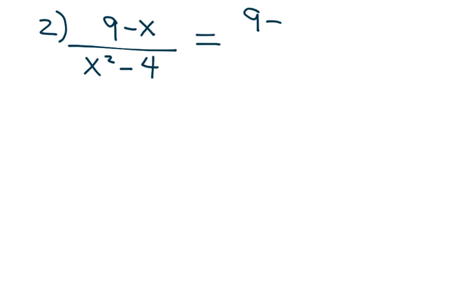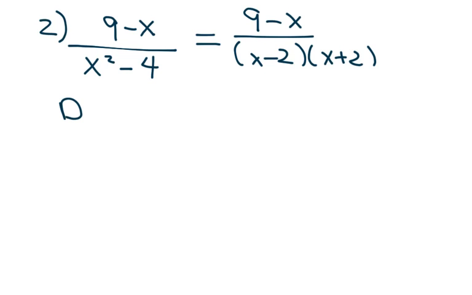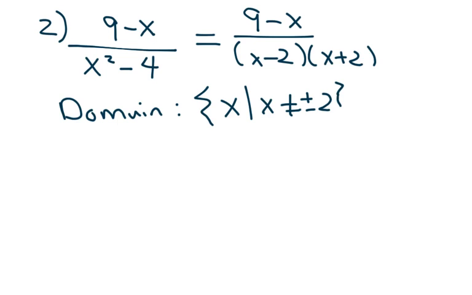So this is number 2. This is 9 minus x over x squared minus 4. If I factor the denominator, it's x minus 2 times x plus 2. I notice my domain is going to be x, such that x cannot be plus or minus 2. There's no holes, so for holes you're just going to write non-applicable.